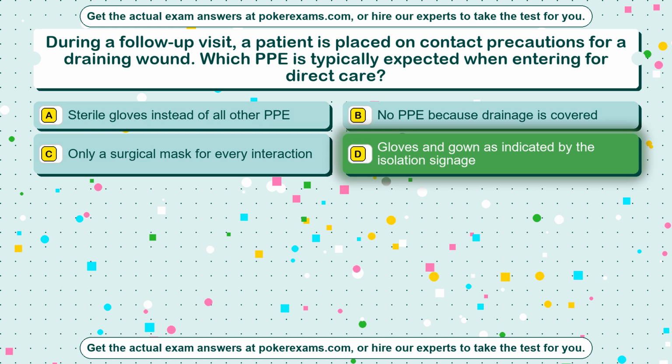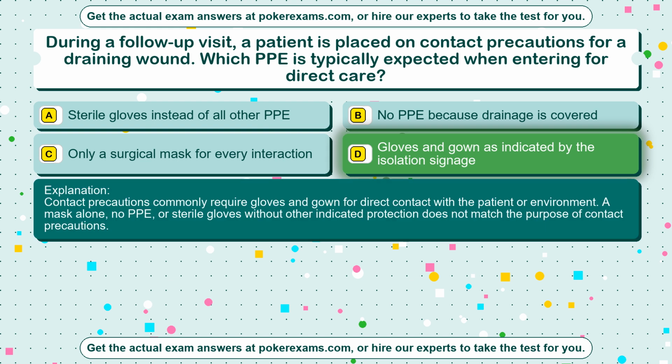Gloves and gown as indicated by the isolation signage. Contact precautions commonly require gloves and gown for direct contact with the patient or environment. A mask alone, no PPE, or sterile gloves without other indicated protection does not match the purpose of contact precautions.